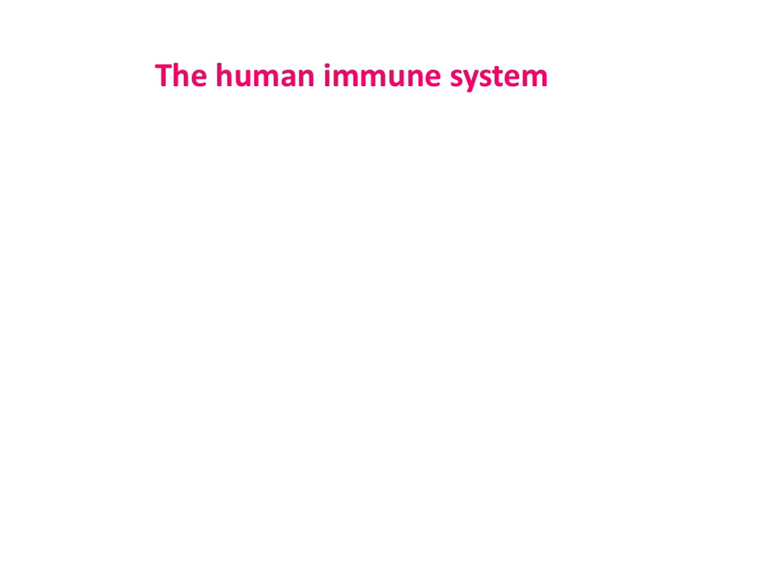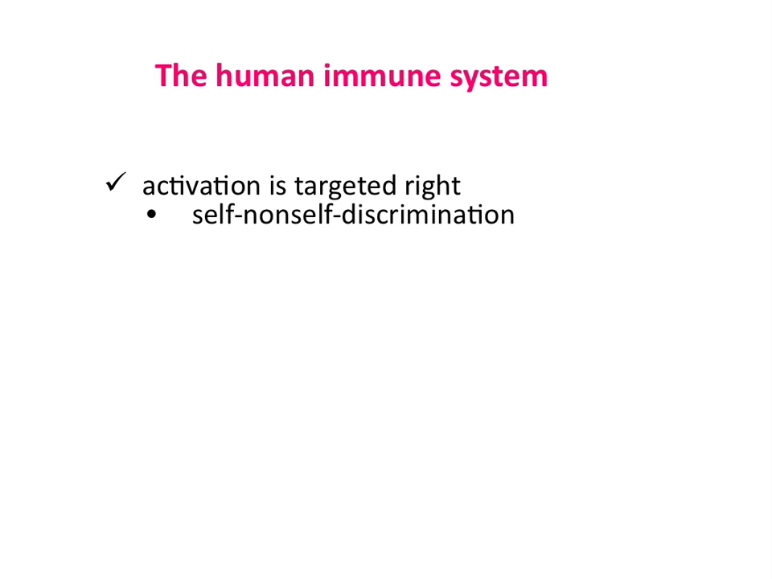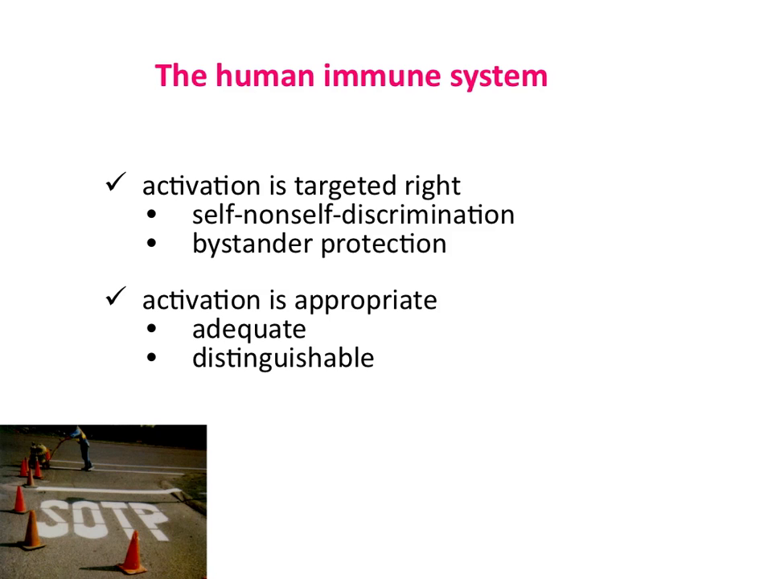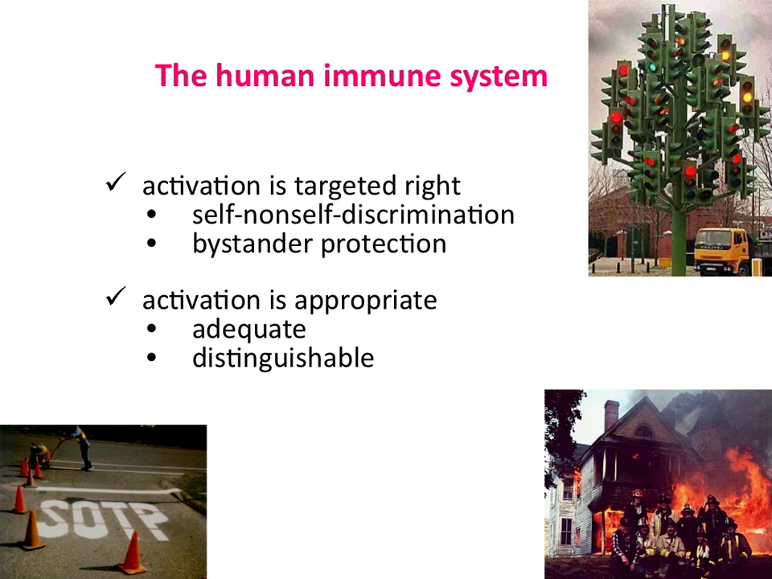There are a number of organs and tissues that work in concert together to form and restrict the immune responses, just listed here. But the question about the human immune system really is that its activation should be targeted. It should be clearly against non-self, not self. The bystanders should be protected, and the activation should be appropriate. It should be enough, and we should be able to stop it. Therefore, any problem in this communication between the components of the immune system can cause a lot of trouble.